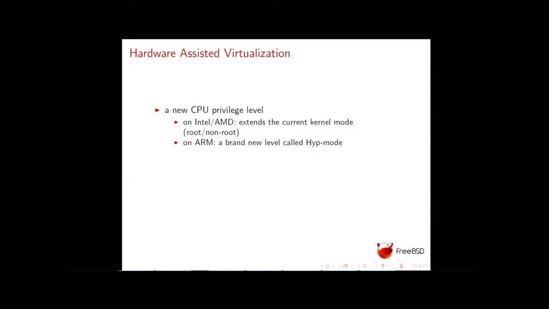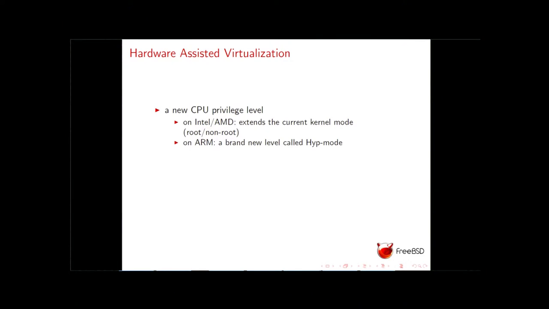Let's start talking about hardware-assisted virtualization. As you all know, on x86 it's basically adding a new privilege level in which the hypervisor is running. At Intel and AMD, it extends the current kernel mode. Basically, the current kernel privilege mode is extended with some new instructions, and it's called the kernel root mode.